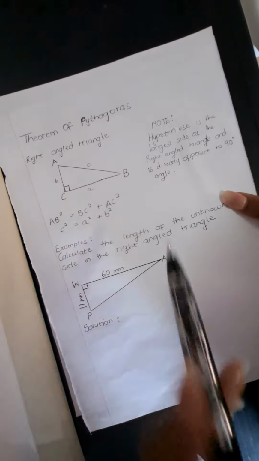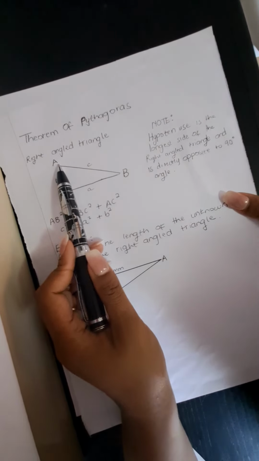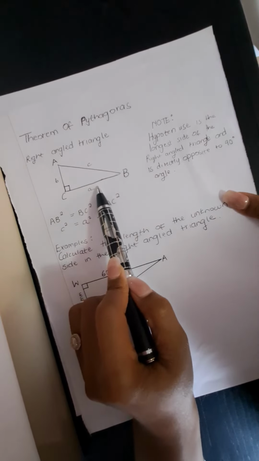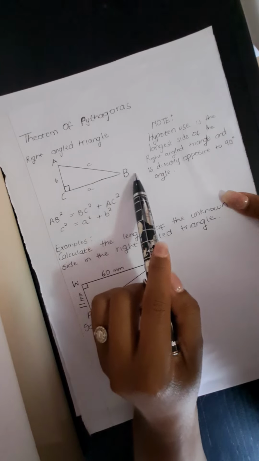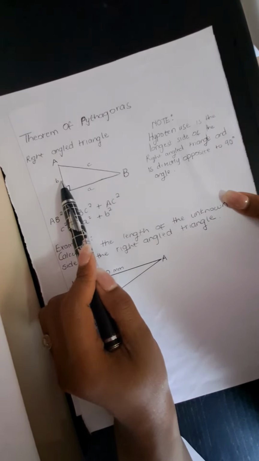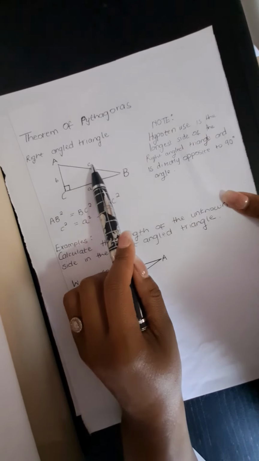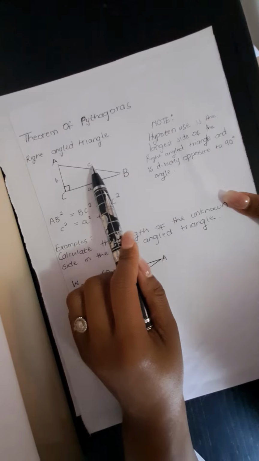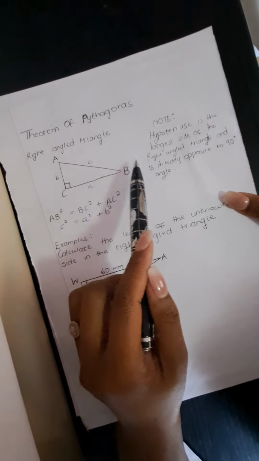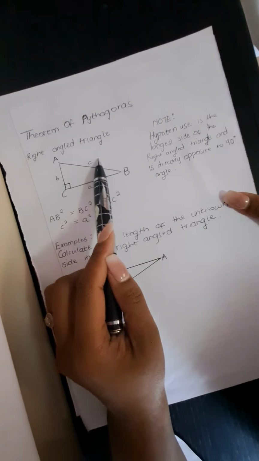So let's see with our diagram, we can see that we have a capital letter A. Opposite to that capital letter A, you have the small letter a. And then we have capital letter B. Opposite to capital letter B, we have small b. And then capital letter C. Opposite to capital letter C, we have the small c. So in this case, our hypotenuse will be AB or just side c.